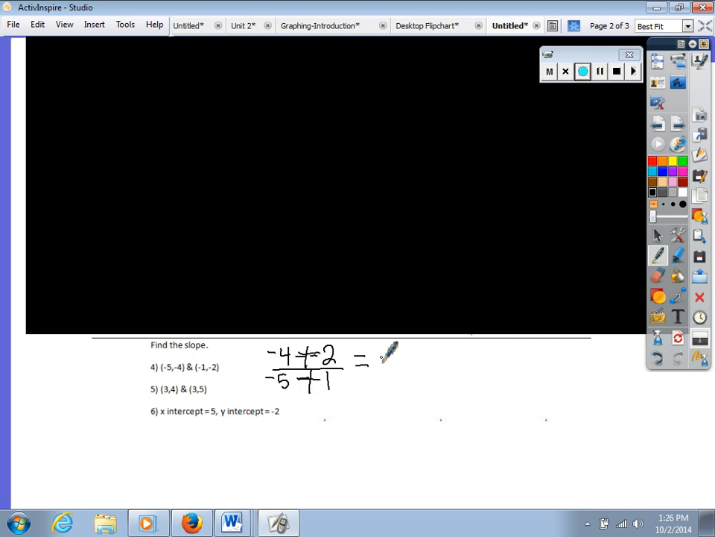Negative 4 plus 2 is a negative 2. Negative 5 plus 1 is a negative 4. And that reduces to 1/2. So my slope right here, guys, 1/2. My rate of change. Beautiful. Okay, let's go ahead and do number 5.